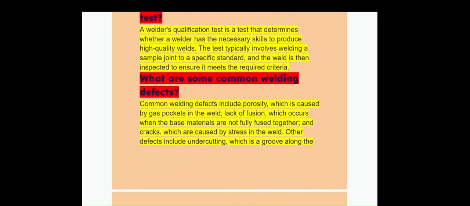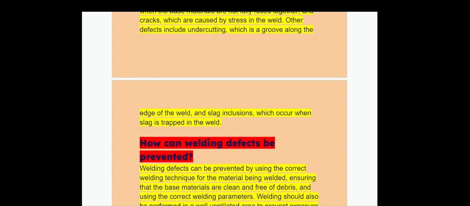What are some common welding defects? Common welding defects include porosity, which is caused by gas pockets in the weld, lack of fusion, which occurs when the base materials are not fully fused together, and cracks, which are caused by stress in the weld. Other defects include undercutting, which is a groove along the edge of the weld, and slag inclusions, which occur when slag is trapped in the weld.